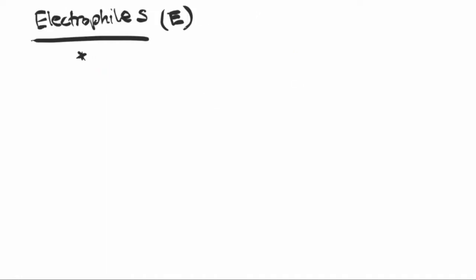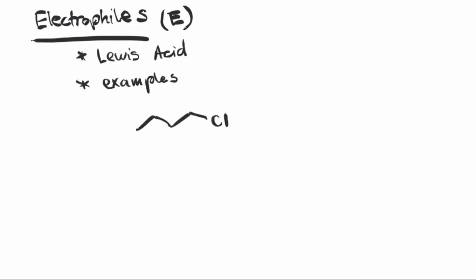Next, let's take a deeper look at electrophiles, sometimes abbreviated with the letter E. Alright, so again, the first thing you want to notice is that if there was a Lewis base, then there has to be a Lewis acid. It turns out electrophiles will act as your Lewis acid. It will be accepting electrons in a chemical reaction.